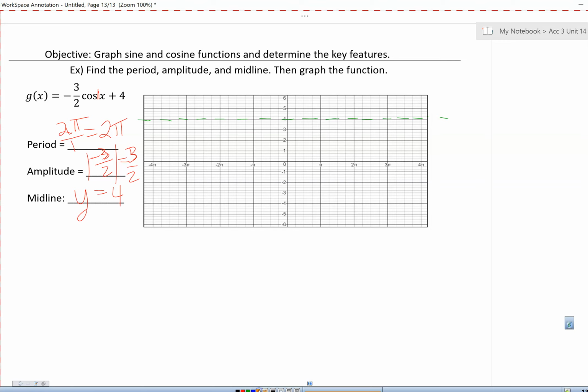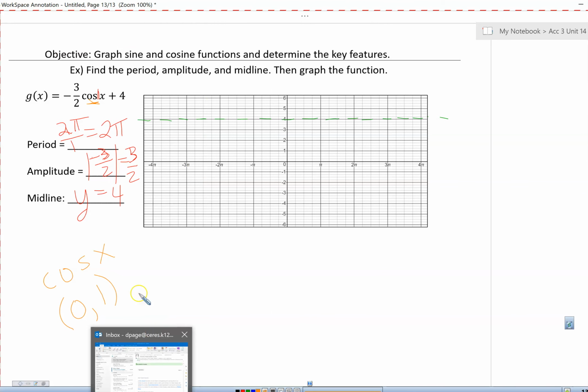Now I'm going to figure out where does sine, or actually cosine, I'm doing a cosine function. So where does cosine start? So my unit circle tells me at 0 radians, my cosine value is 1. All right, here's what's going to happen here. So that would normally be right here. But we have a midline that's up here, which means that we've got several things going on.